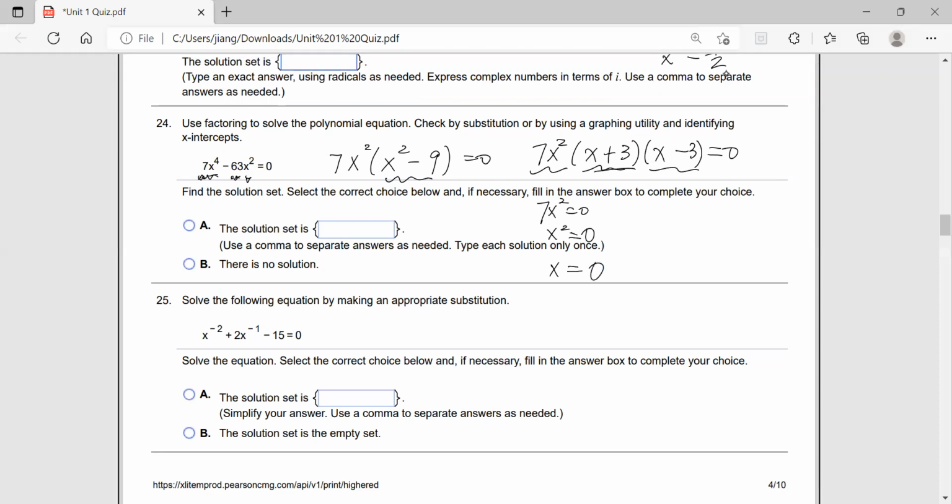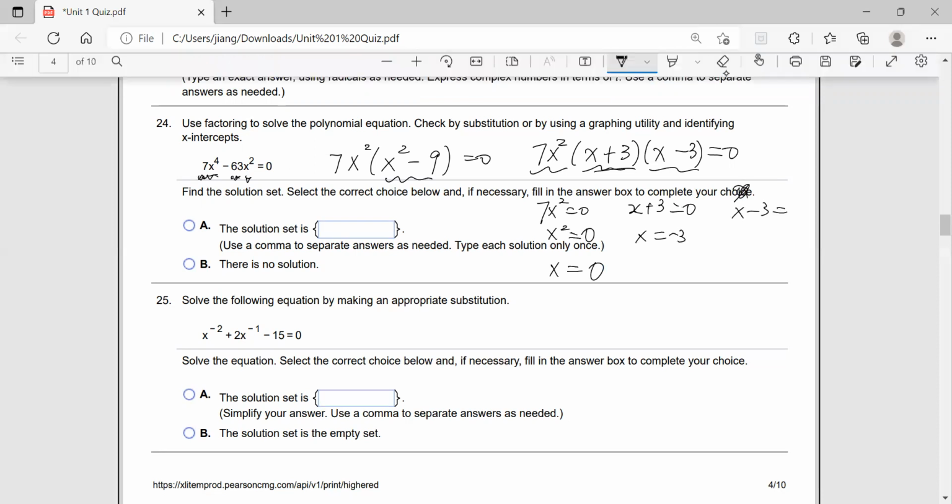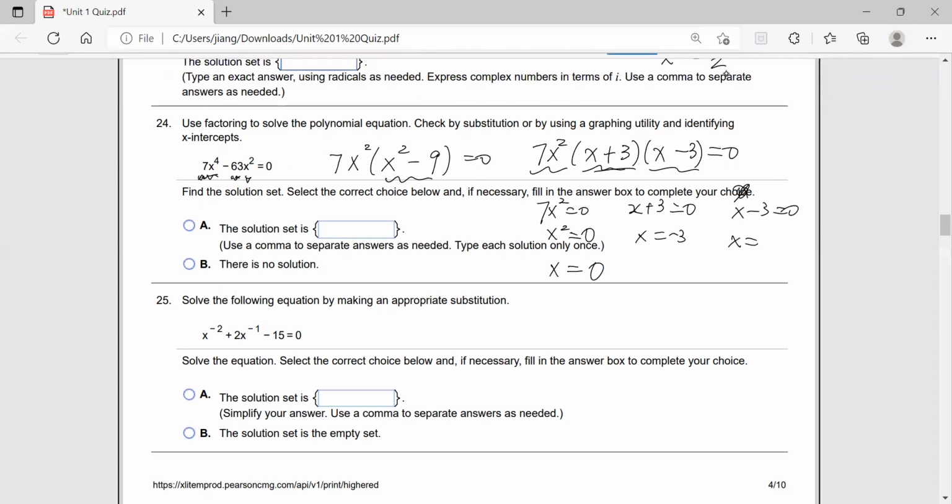And then the second equation is x plus 3 equals 0. Subtract 3 from both sides, x equals -3. And then x minus 3 equals 0. Add 3 to both sides, x equals 3. So I got 3 solutions.